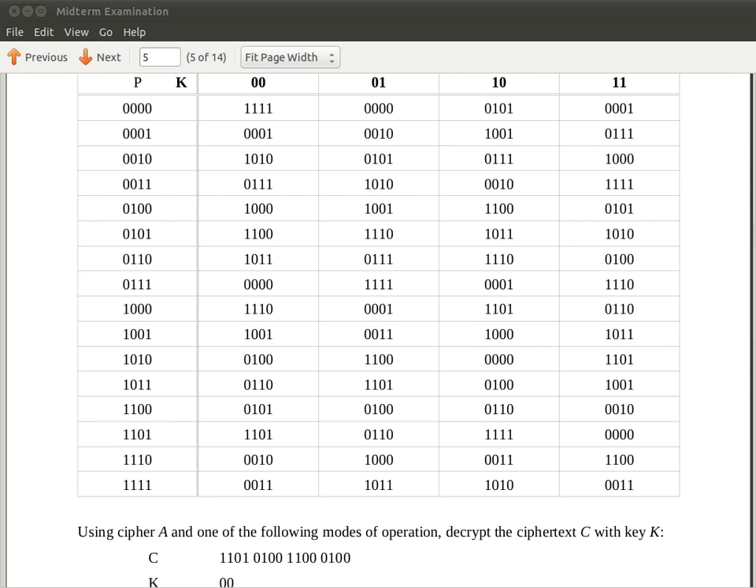Any problems with cipher block chaining? Don't do counter yet, do cipher feedback mode, CFB. Where's your answer?